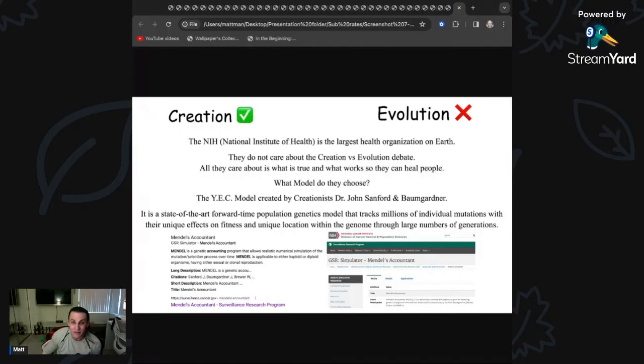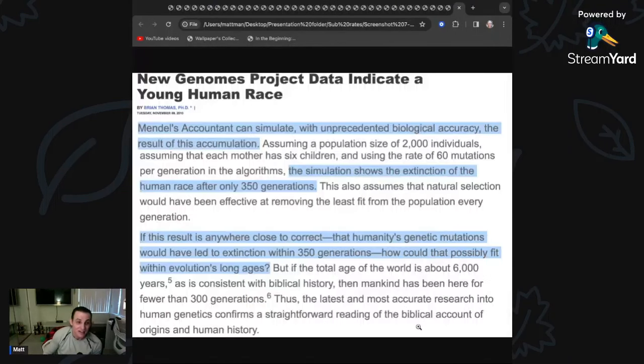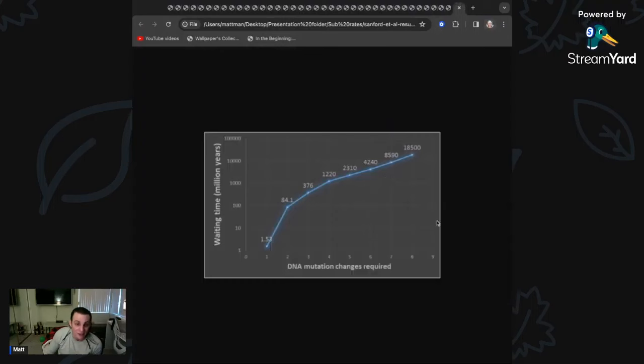Why aren't they using some evolutionary model? Because it's not true. Listen what they wrote. Mendel's accountant can simulate with unprecedented biological accuracy the results of this accumulation. The simulation has shown the extinction of the human race only after 350 generations. If this result is anywhere close to correct, that humanity's genetic mutations would have led to extinction within 350 generations, how could it possibly fit with the evolutionary timeline? It can't. That's what they're running into, is a wall.